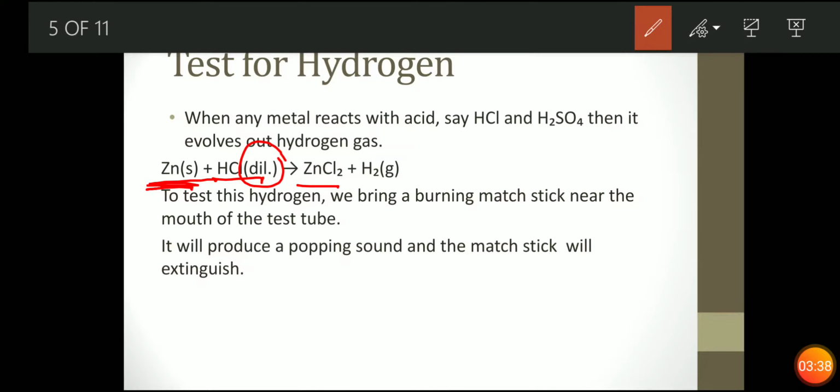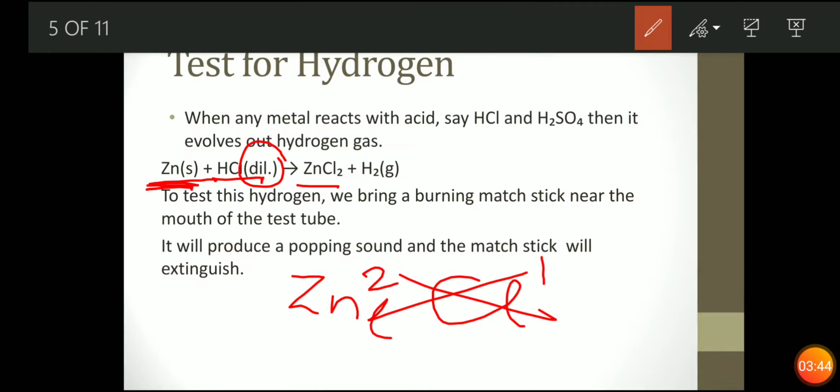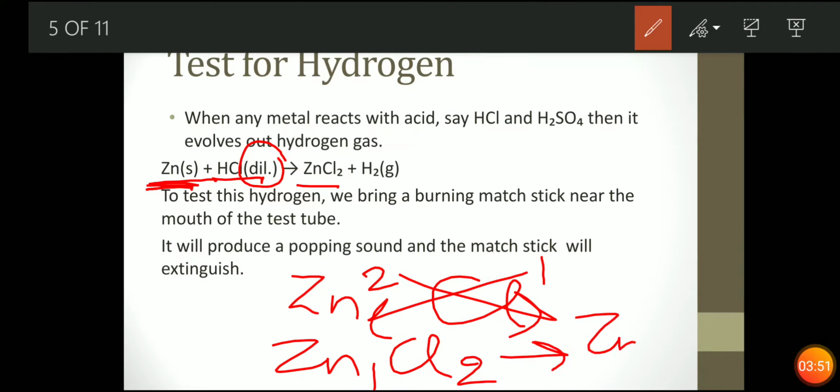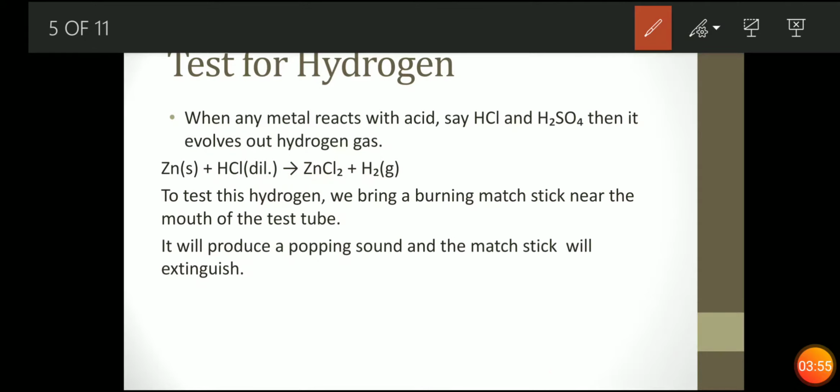It will give you zinc chloride. How? Zinc has a valency of 2 and Cl has a valency of 1. We will cross interchange it, so what we get is ZnCl2. So zinc is reacting with dilute hydrochloric acid. It will give us zinc chloride plus hydrogen. This hydrogen is your gas.